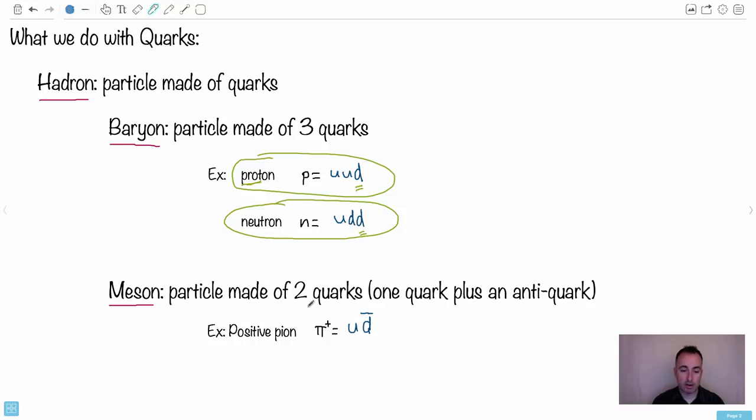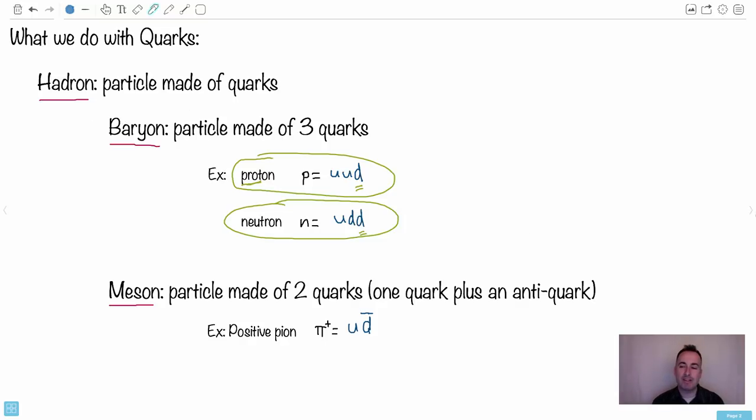This is a real particle. You can actually find this in nature. Some of them are very short-lived, for example, but this is a positive pion, it's called. So this is really important. Again, remember, if it's made of a quark and an antiquark, then it's a meson. And remember, mesons are hadrons because they're still made of quarks.